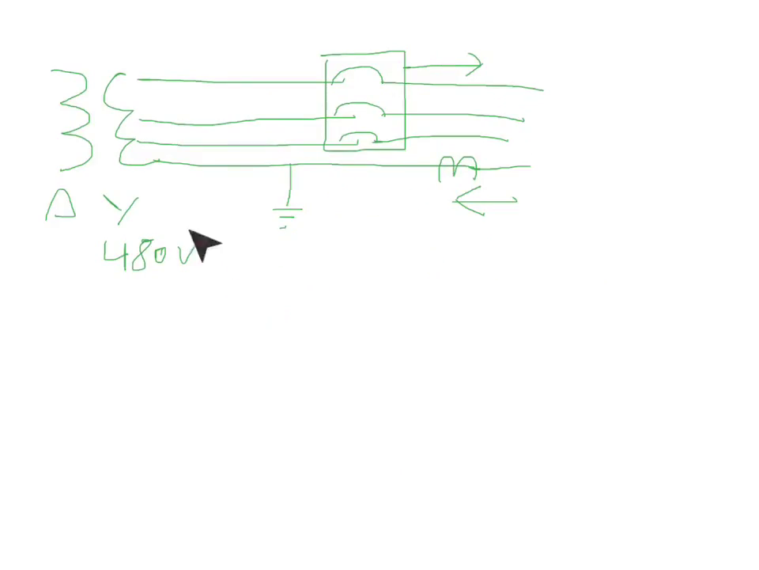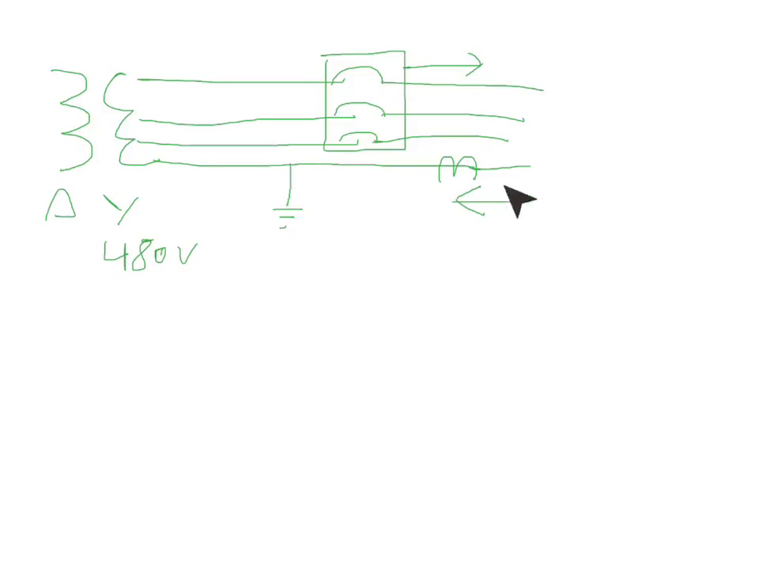So let's say that we have the system. This is the transformer. This is A phase going into a breaker, B phase going into the main breaker, and C phase going into the main breaker. And then you have the neutral coming out as well. This is known as the neutral isolation bonding jumper, or neutral bonding jumper. And then right here, this is the neutral CT.